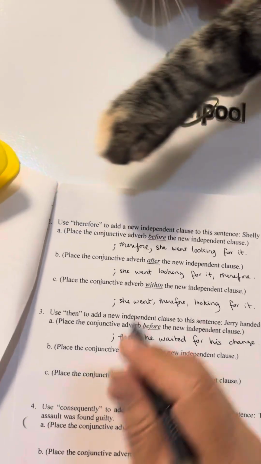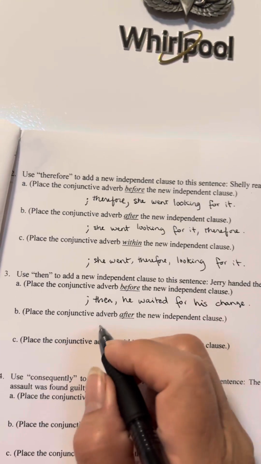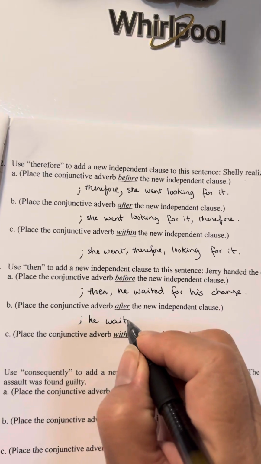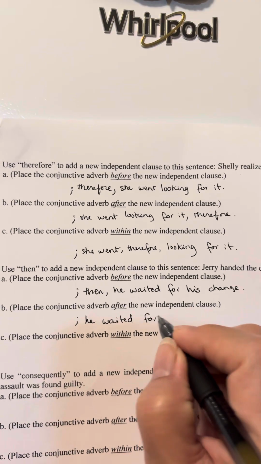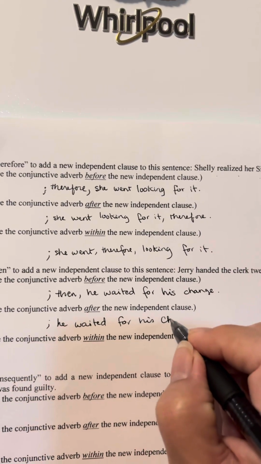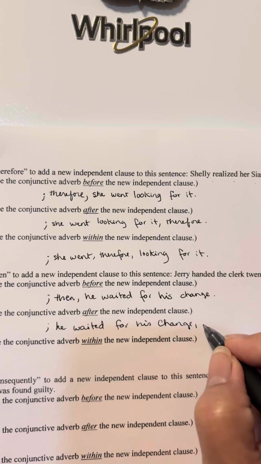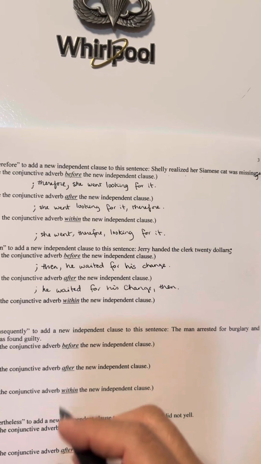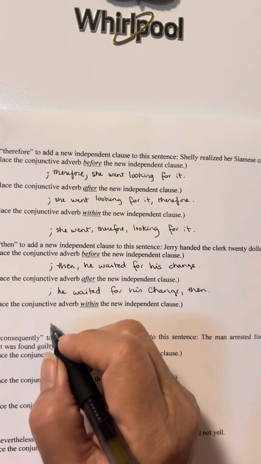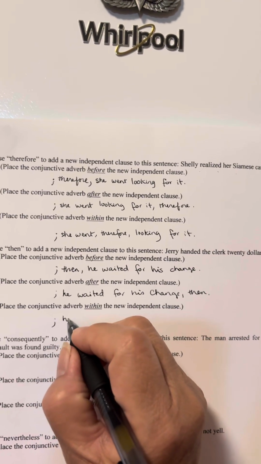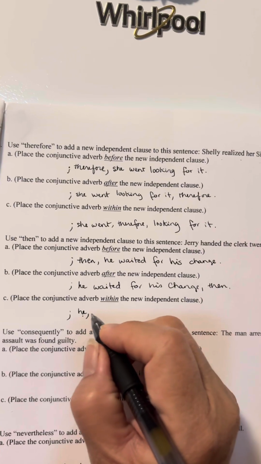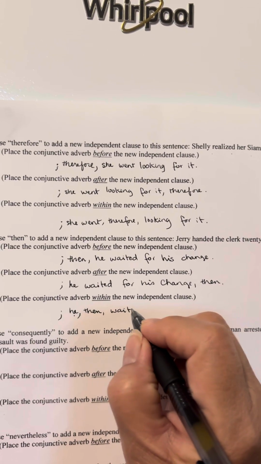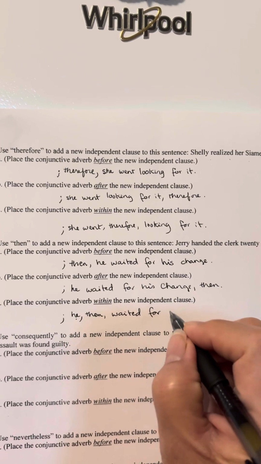Okay. Stop. Okay, and then after, okay, so we're going to do he waited for his change, then, which is not the best use of, you know, this word. We're more likely to use that one. And then he then, because remember that's a subject, so we would put it right after. He then, that makes more sense, waited for his change.